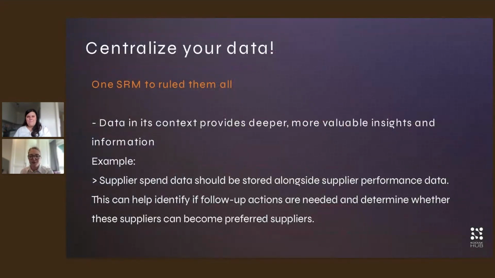So to start with, we want to make sure that we centralize it, or as Laura likes to say, that we have one SRM to rule them all. We know, of course, that businesses across nearly every industry are struggling with the fact that there's some data in an ERP system, in Excel, in emails. It's really hard to draw context from the data when it's so spread out. So we want to make sure that everything is stored in one place in order to drive those decisions.